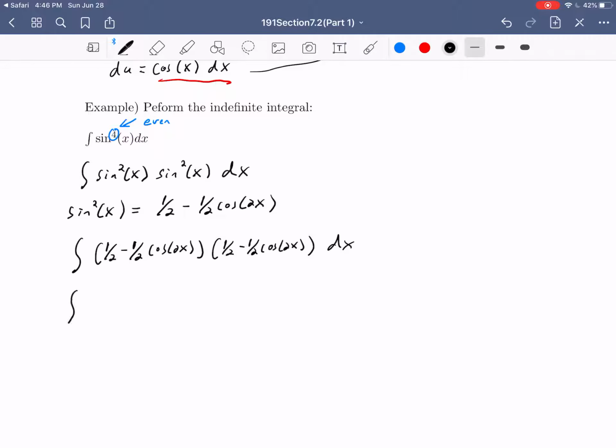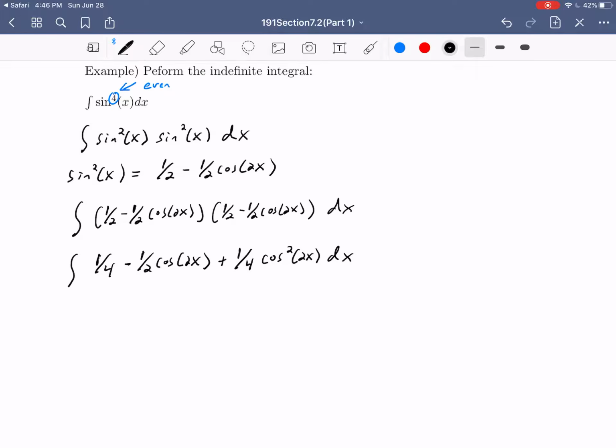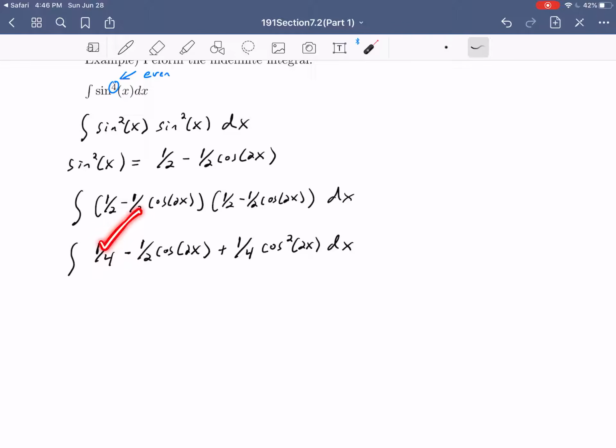So if we FOIL that out, we get 1/4. And then looks like we get a minus 1, so minus 1/4, double it, minus 1/2 cosine 2x. And then we get a plus 1/4 cosine squared 2x dx. Okay, we're sort of happy about this. I mean, it's not the best because we got that cosine 2x in there. But again, this should be pretty easy.